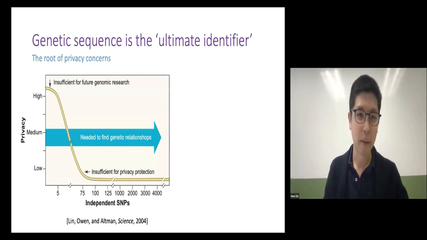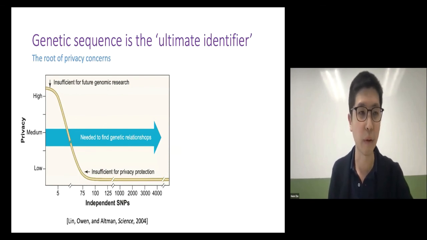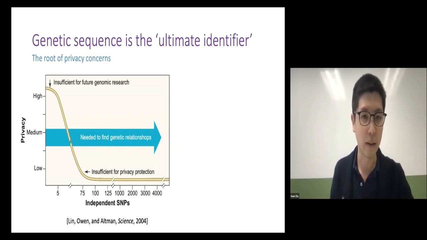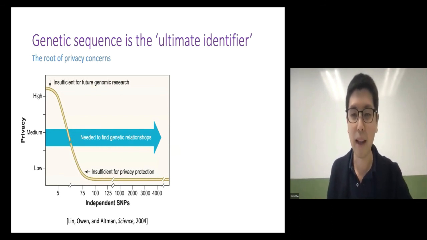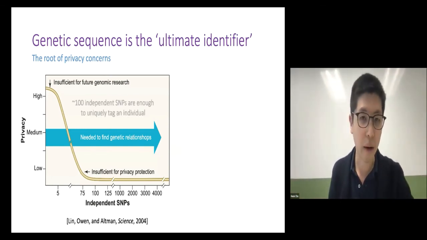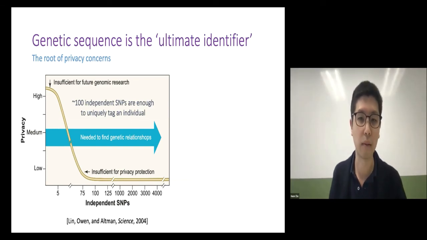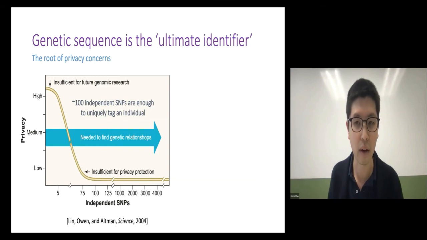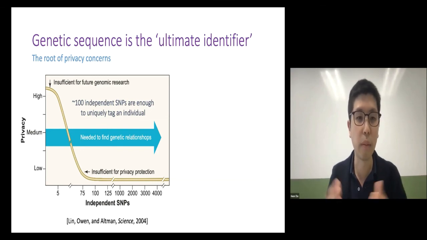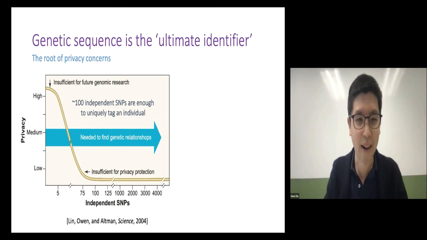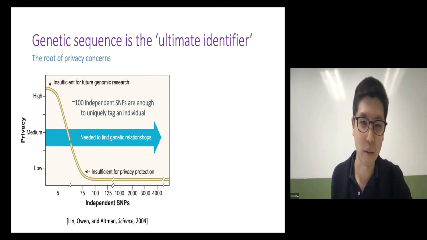So first, I want to start by briefly going over our current understanding of privacy risks that we're facing. I'm aware this will be a review for most of you, so I will keep this brief. The central issue to me behind all these concerns about genetic privacy lies in the fact that genetic sequence is the ultimate personal identifier. And as many of you know, only around 100 independent SNPs are enough to uniquely tag an individual. And this means that any traditional method for de-identification, for example, deleting certain fields from medical records, is going to require that we remove most of the SNPs from the data before sharing it, which of course is not going to be viable for research purposes.